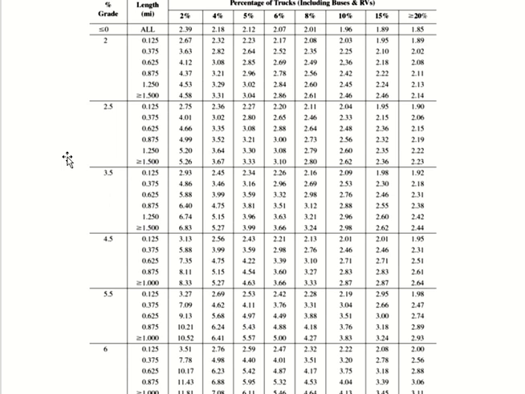So my gradient is 3.5%, which is here. My length is 1.25 miles, which is this one. And what is my percentage? 10%. So I'll go to 10%, which is 2.96. So my EHV is 2.96.